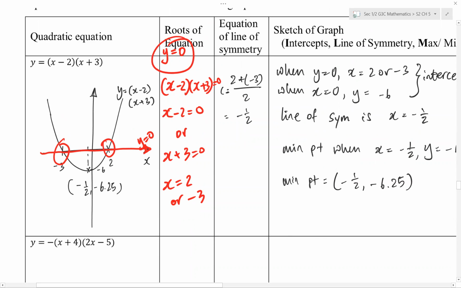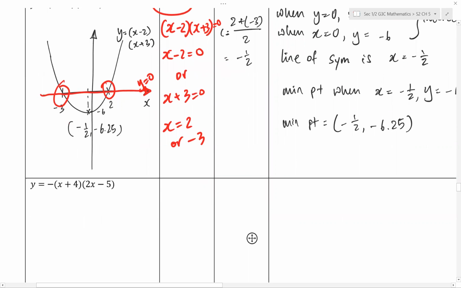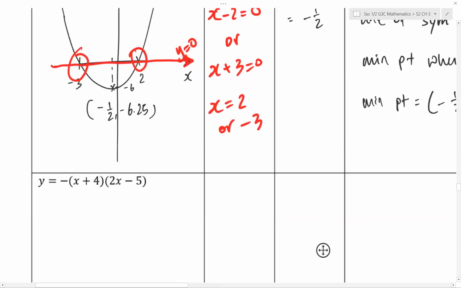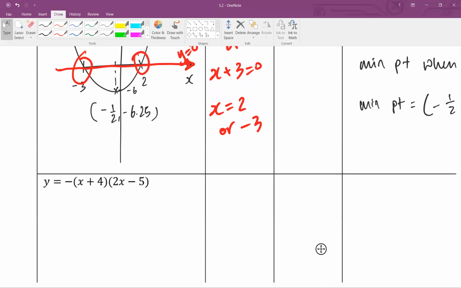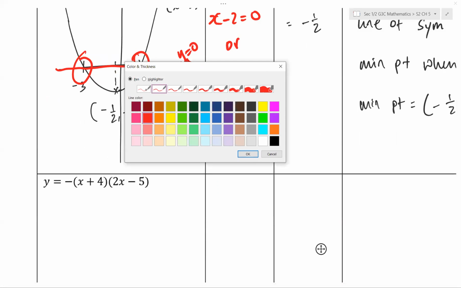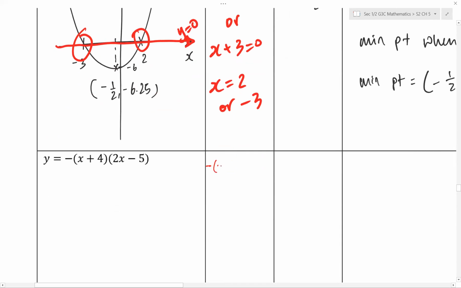So let's continue for the second example again. Roots of the equation y equals 0. Can you fill up by yourself? What are the two cases when y is equal to 0? I'll just write down the starting. So since y is equal to 0, we have negative x plus 4, 2x minus 5 equals to 0.